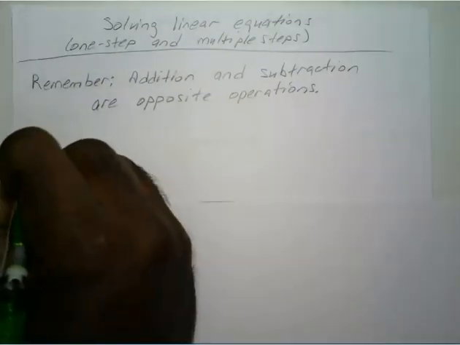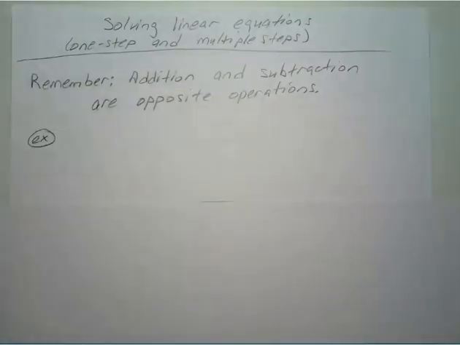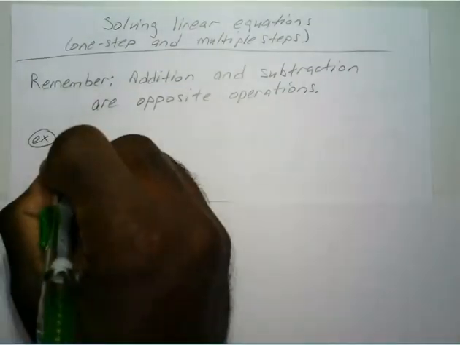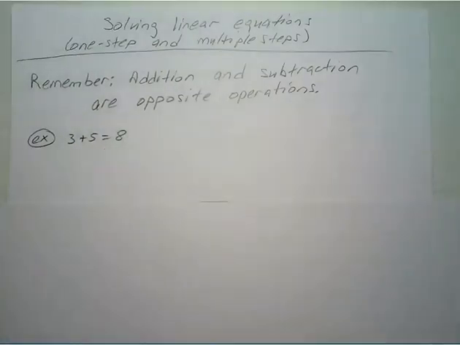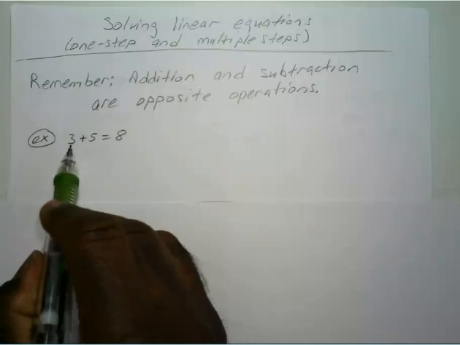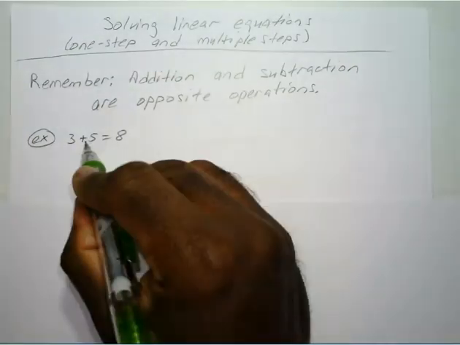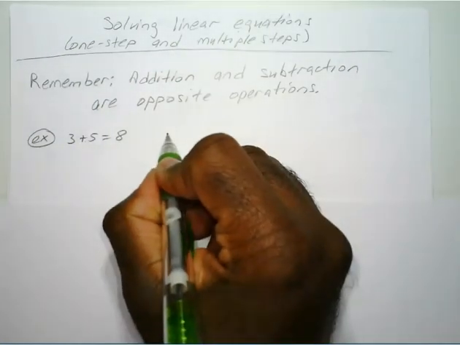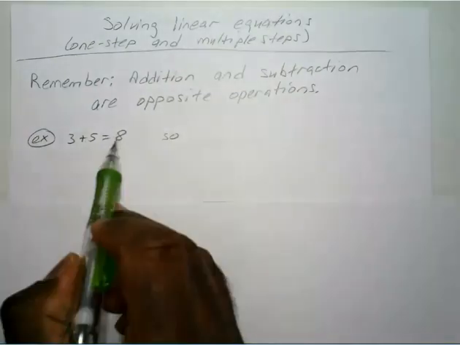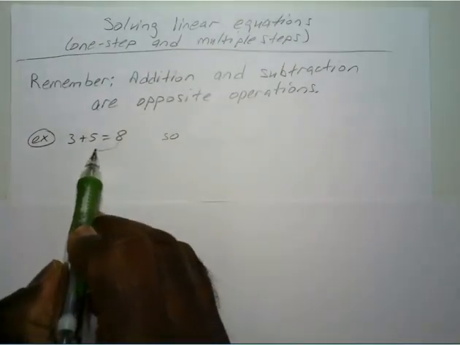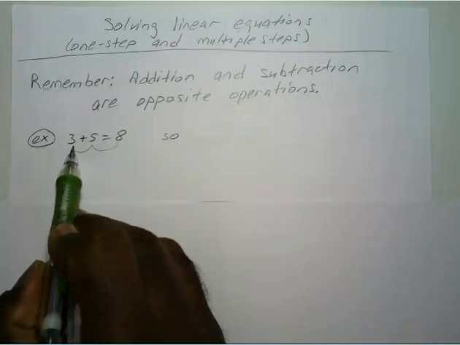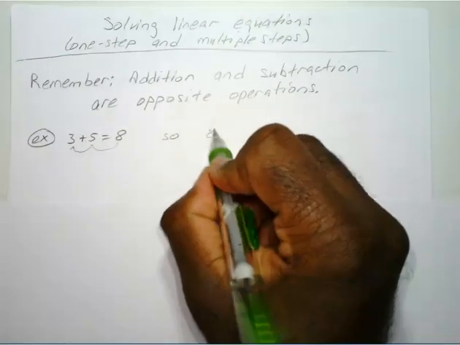So let's say, for example, we can honestly say that 3 plus 5 is equal to 8. So if 3 plus 5 is equal to 8, that means if we go the opposite way and subtract, 8 minus 5 is equal to 3.